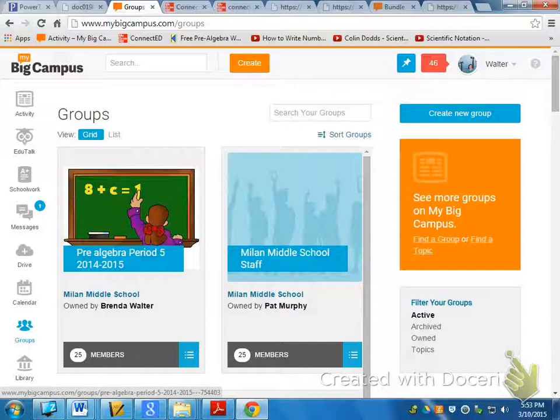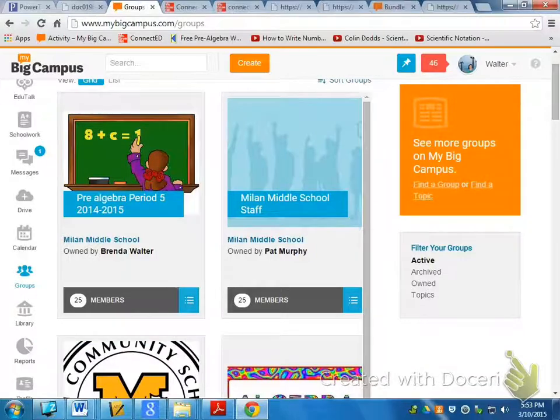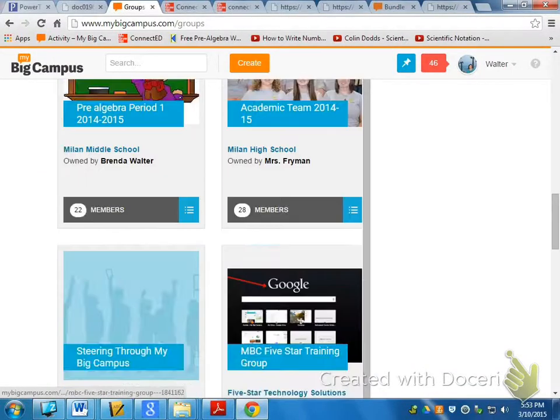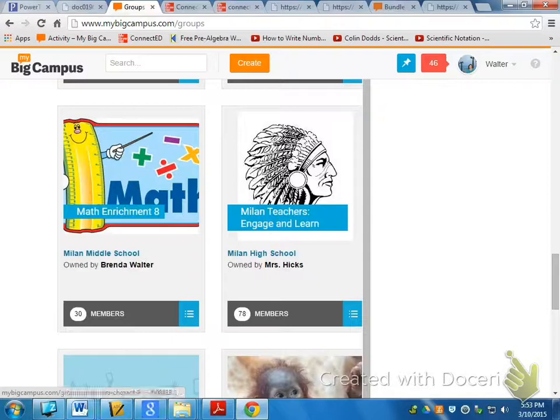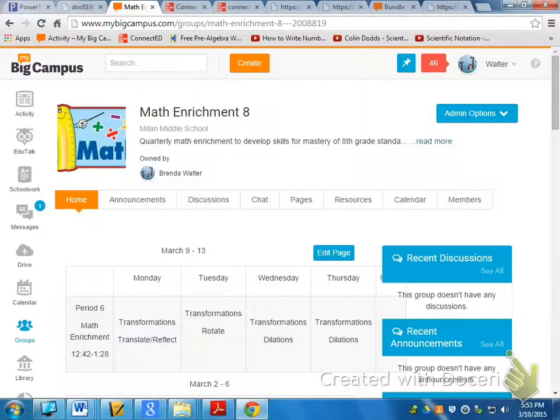Since this is the first day of Math Enrichment, I just want to show you how you will get to your assignments and your lessons. You will go to My Big Campus and go to the groups. You should find your group that is labeled Math Enrichment 8 by Mrs. Walter. Notice on the opening page, this will always be a listing of your homework that you have for the current week. Right now I have March 9th through 13th, but by the time that you're doing this, when you go to your Math Enrichment page, it should be the current week, the 16th through the 20th.